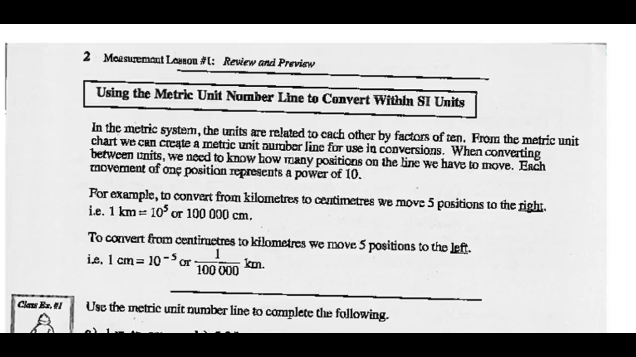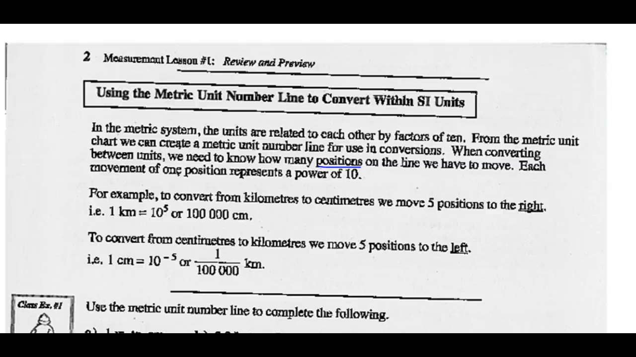So let's look at a few examples then. Using the metric unit number line to convert within the metric system. So the neat thing about the metric system is they're related by factors of 10. So as such, if we're going to convert between metric units, we need to know how many positions on the number line we have to move.